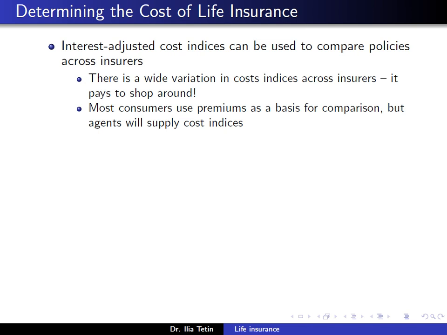Unfortunately, most consumers do not consider interest-adjusted cost data when they buy life insurance. Instead, they only use premiums as a basis for comparing costs. However, using premiums alone provides an incomplete comparison. Interest-adjusted cost data will give you more accurate information about the expected cost of a policy. If you use interest-adjusted cost data to compare policies, keep in mind the following points.